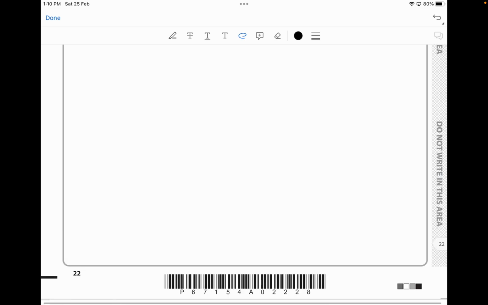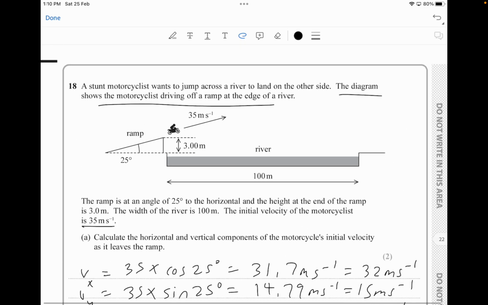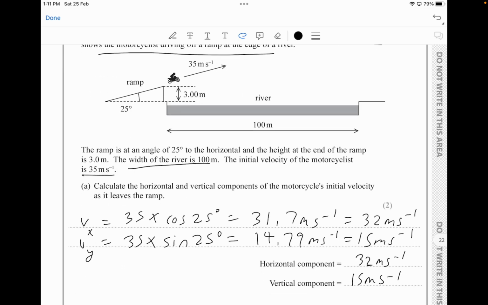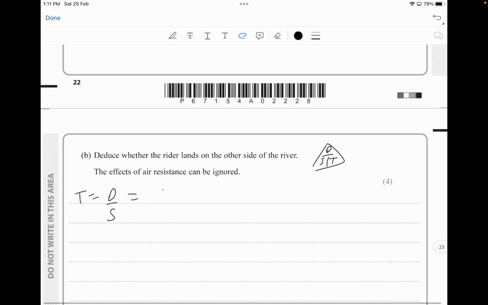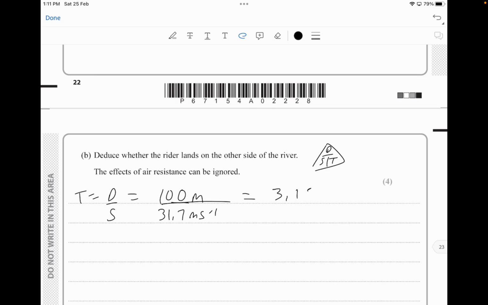We know that the distance is roughly 100 meters, since the width of the river is 100 meters. So we're going to do 100 divided by the horizontal component, which is 31.7 meters per second. This gives us the time it takes, so 100 divided by 31.7, which is roughly about 3.15 seconds.